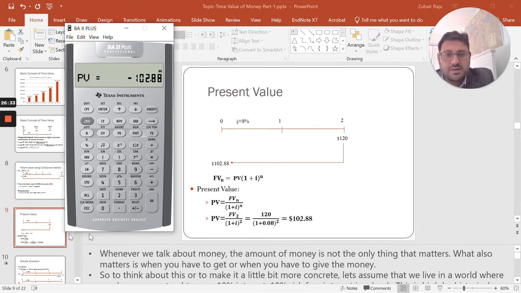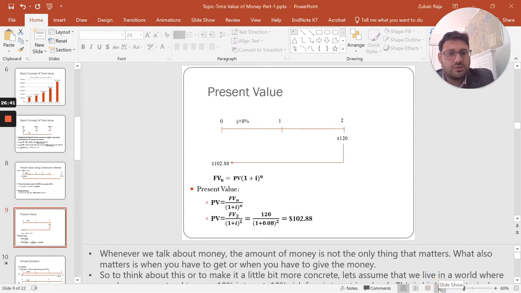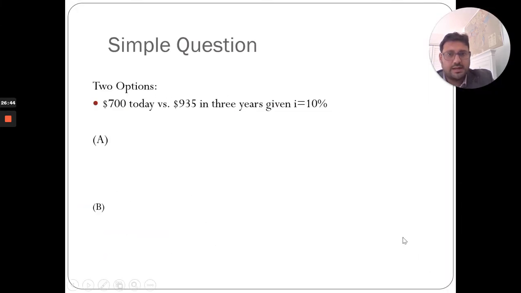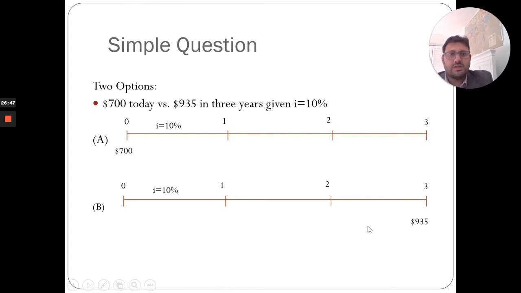Right now, pause the video over here and either use the formula which we have learned or the calculator, if you have the calculator, to do this question, and let me know which investment alternative is better for you: A, $700 today if there is a guaranteed interest rate of 10%, or in case of B, $935 after 3 years. So just pause the video over here and let me know.